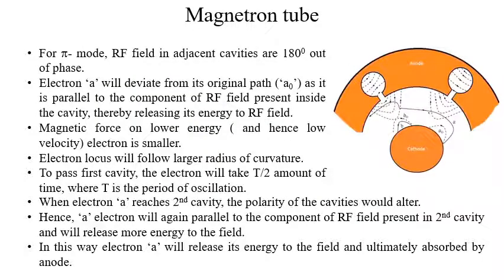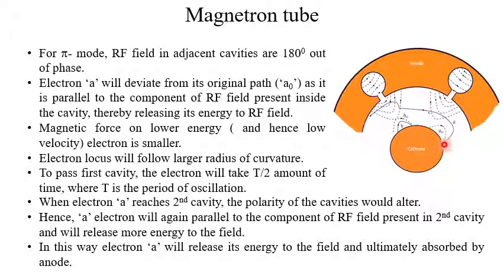Now what is the meaning of this pi mode? For pi mode, RF fields in adjacent cavities are 180 degrees out of phase. So if the field inside this cavity is starting at this point and ending at this point, the field in the adjacent one will be just opposite. That is why it is called the pi mode.